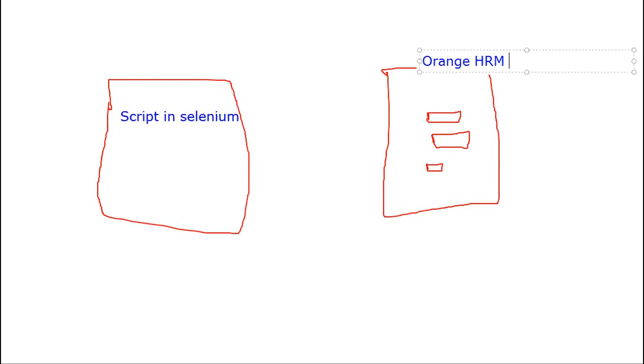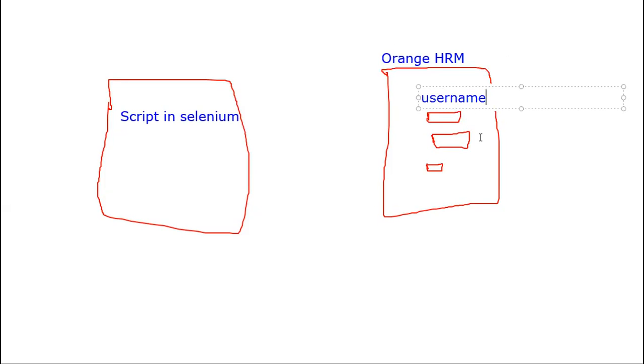So basically this Orange HRM is the tool which is used for tracking the time, live time, in and out timing, etc. Basically it is a human resource management tool. And we have the username, and this is my password and login button.